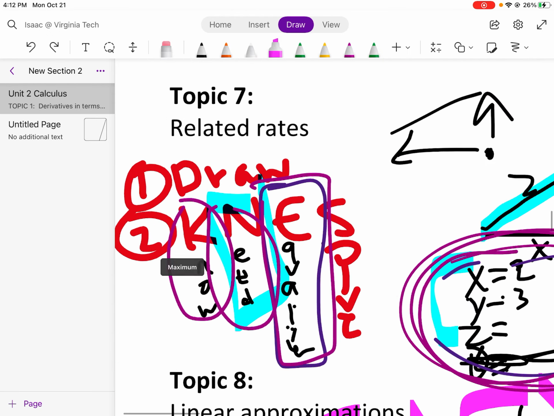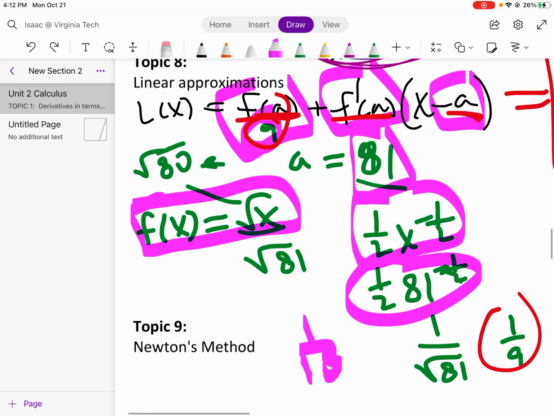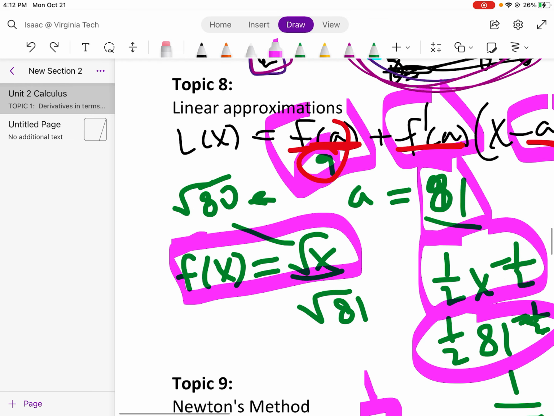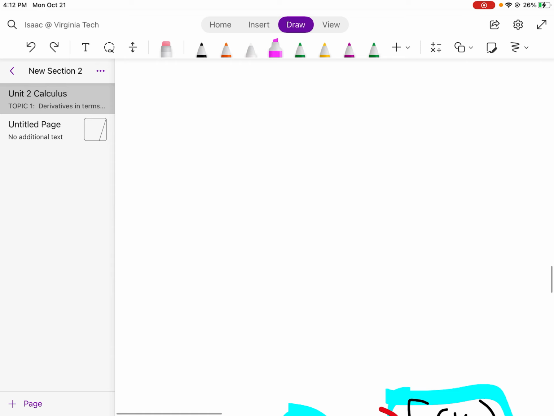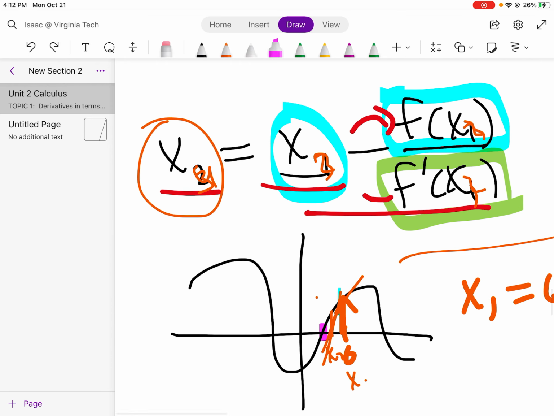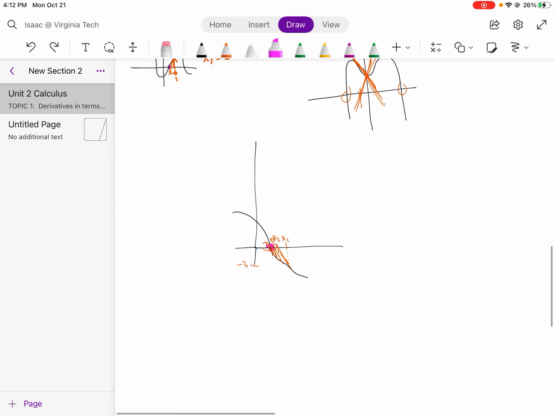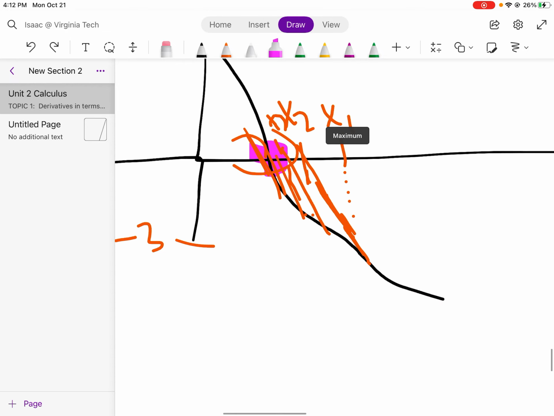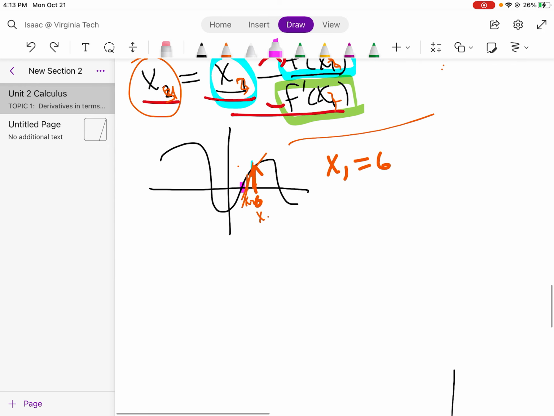Related rates, I'm going to make another video on that. I'm not going to talk about that. Linear approximations, we use this equation to determine numbers that we can't know just off the top of our heads, like square root of 80. Newton's method, same thing. You could also use that to find a value you don't know, but zeros are what you have to do. Graphically, we are just creating tangent lines and getting closer and closer to what we're trying to find. Sometimes it can fail if there's something that goes awry.